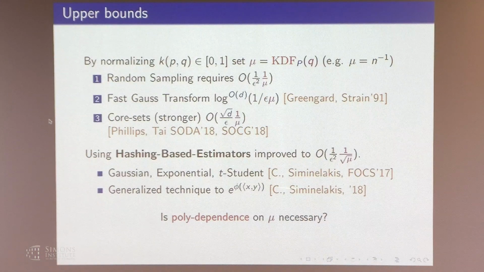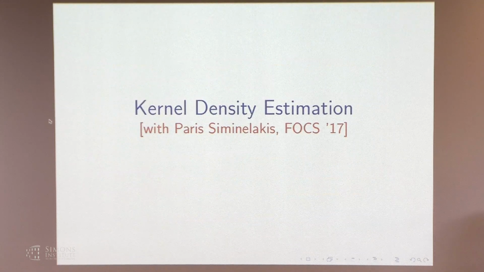All right. So let me tell you, I'll start building up the sequence of ideas by starting with this work. I'll talk a little bit about this work, and then finally I'll talk about how one can break this polynomial dependence on mu if you know some additional information about your kernels. So this was the paper where we started working on these ideas, in FOCS 2017.